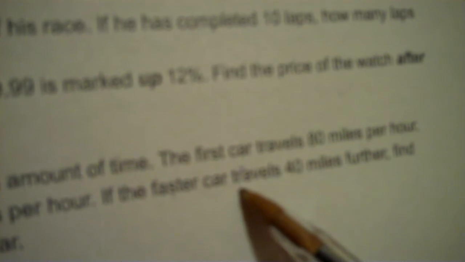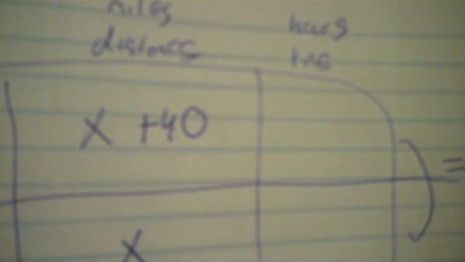Okay, the distance, that's just miles. It says 40 miles, but it doesn't say either car. The faster car travels 40 miles further, okay? Further. That doesn't mean just put 40 in for the fast car. You put a plus 40. Now, we still don't know either one of these, but we can write them both in terms of the same variable. So x plus 40 and x. So I got something there at least. The hours. The only thing you know about the time is that the times are the same.